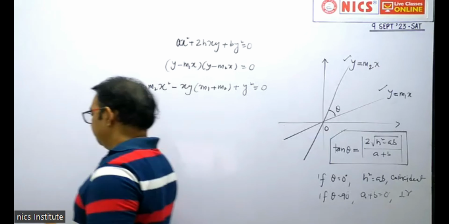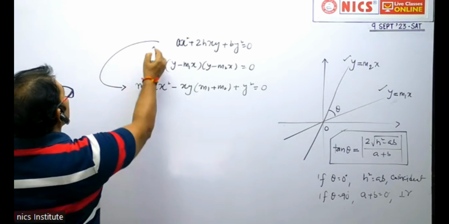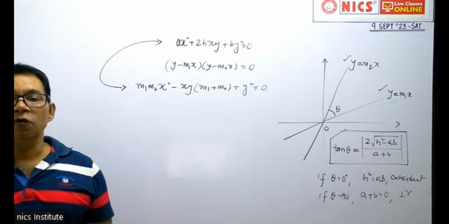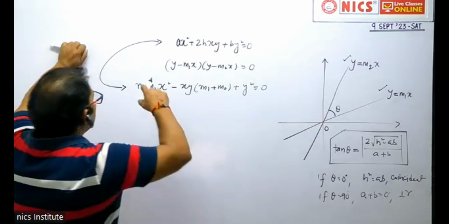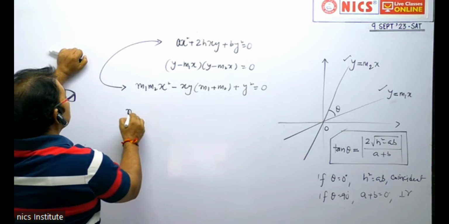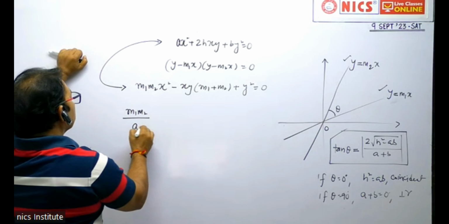Now I'll compare them. This and this equation are basically the same equations. We'll compare them. How do you compare them? You don't equate the coefficients. We basically take the proportion of the coefficients. Coefficient of x squared is m1 m2 here, and coefficient of x squared is a there.